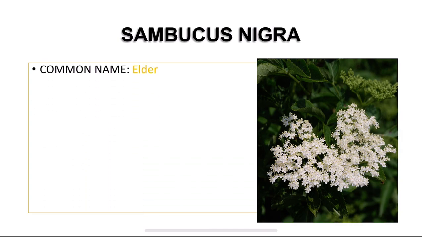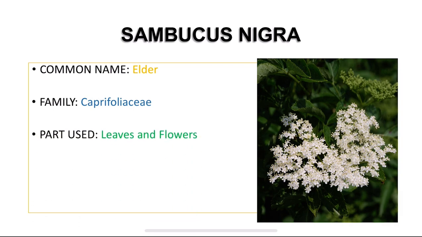It was proved by Dr. Hahnemann and belongs to the family Caprifoliaceae. So guys, you can see Sambucus nigra is another excellent remedy from the vegetable kingdom which is suitable for respiratory troubles. The mother tincture is prepared from the leaves and the flowers. The parts used are the leaves and the flowers.